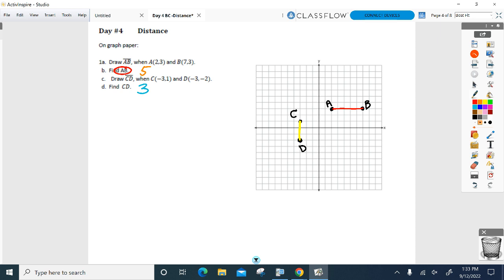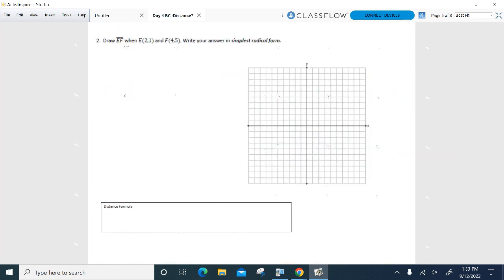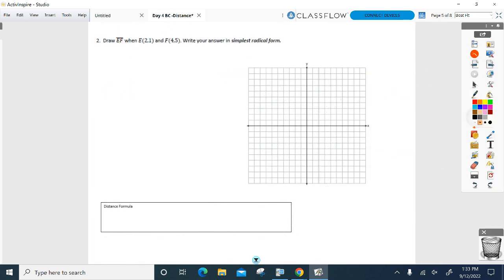I'm not impressed by that. What happens when I can't count now? Right? What happens when I can't count it? Welcome to EF. Okay, go ahead and graph EF, and you'll see right away after you graph it, ooh, I can't count this one, so what do I do instead?